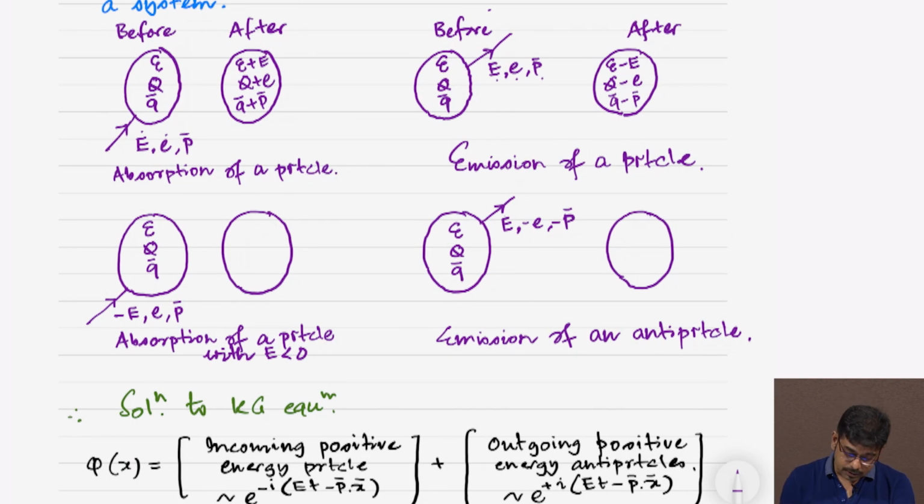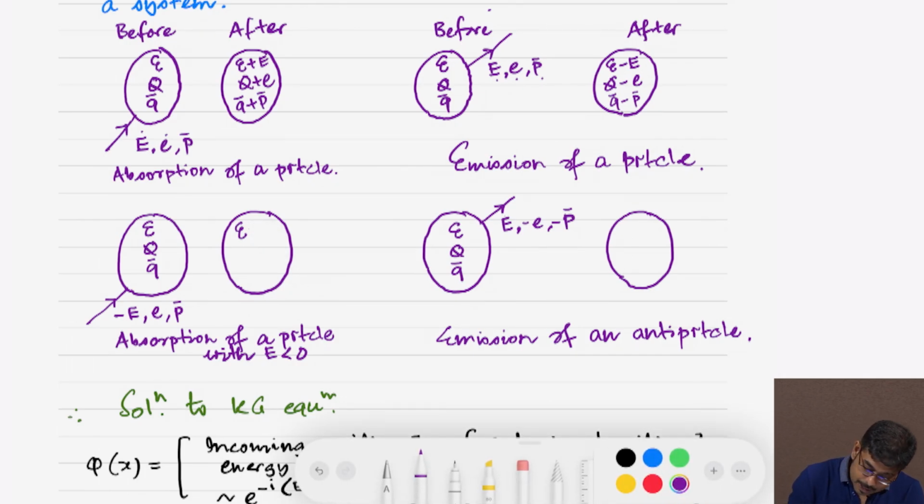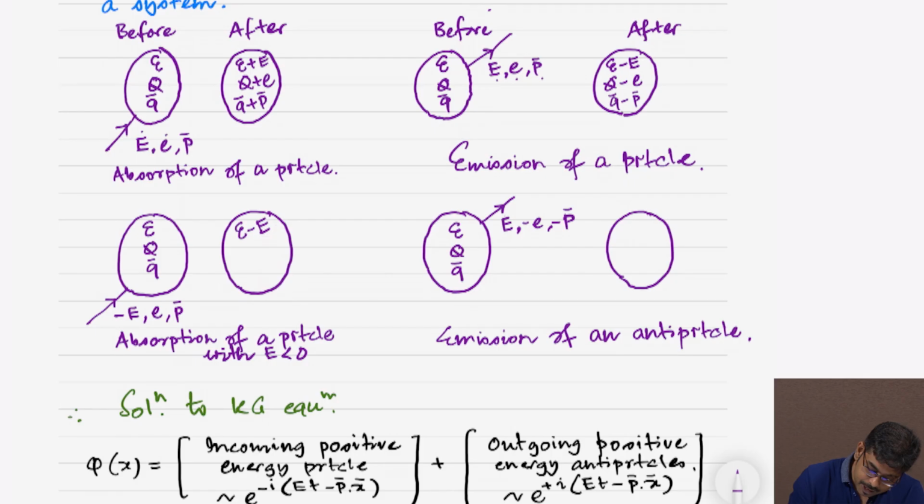Excellent. So, this defines the emission of a particle. Let us now consider the case of absorption of a particle which has negative energy. Suppose you have minus epsilon energy and the charges and the momenta remain the same. What happens when you absorb this particle? The energy of the system becomes E minus epsilon, right? The charge becomes Q plus e and the momentum becomes q plus p.